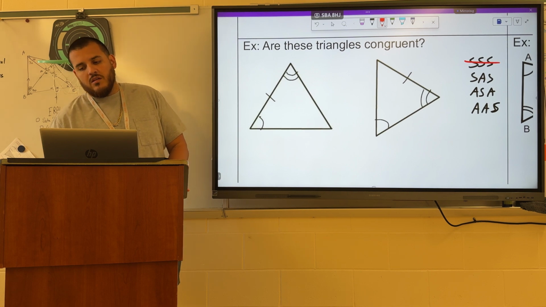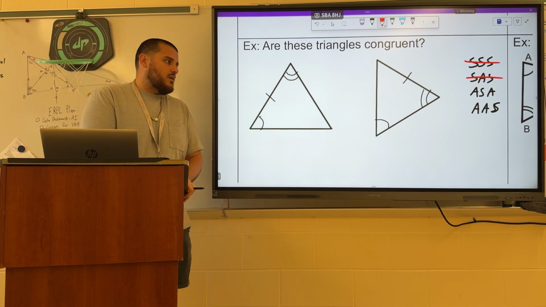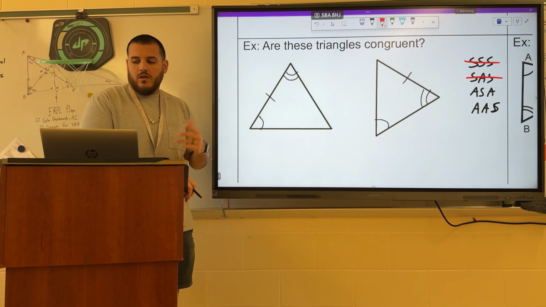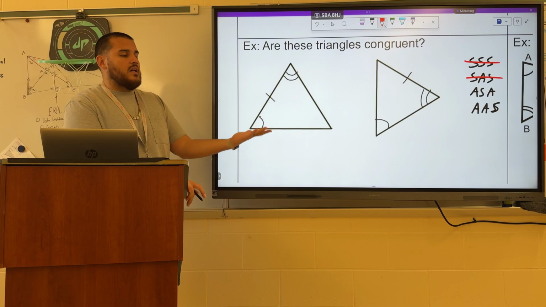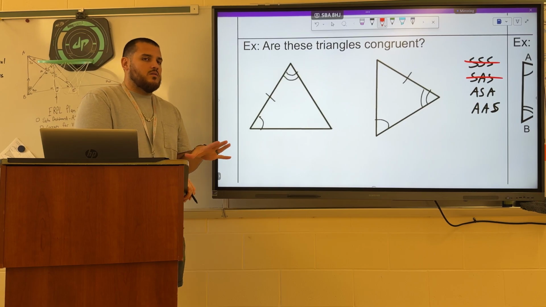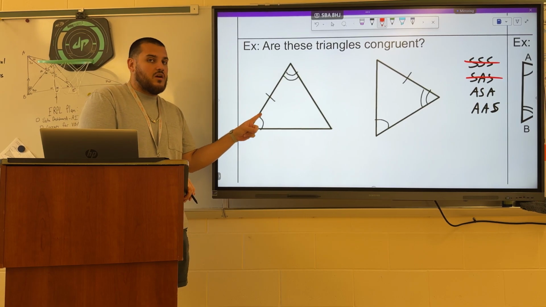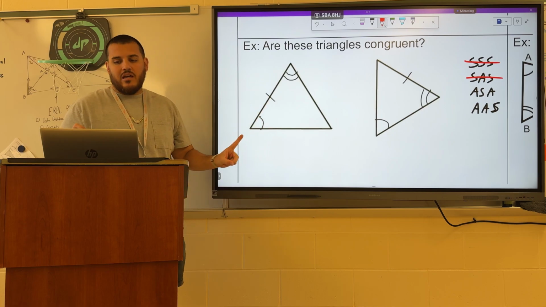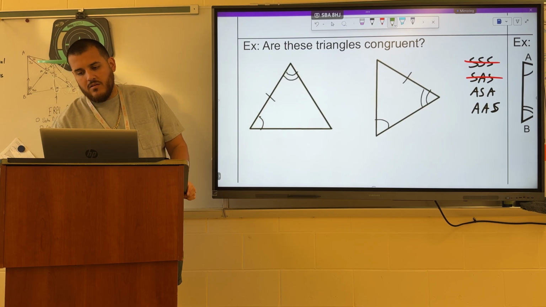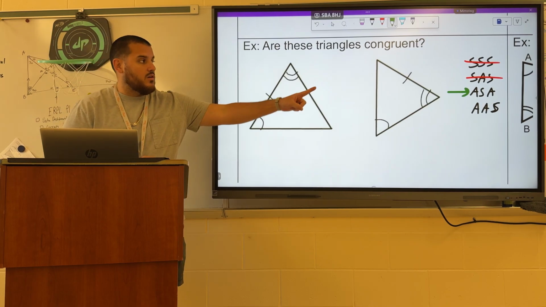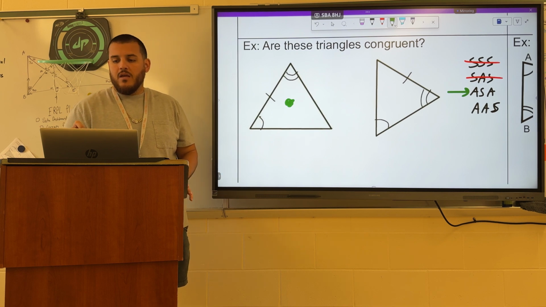For the same reason, these cannot be congruent by side, angle, side because that requires two S's, two sides to be congruent. Again, I only have one. So this leaves us with angle, side, angle, and angle, side as options. Okay, and then this is where we have to be really, really careful because as we look at this triangle, we have two angles and the included side, and that fits this theorem, angle, side, angle, the little green dot here, so the green arrow represents this triangle.